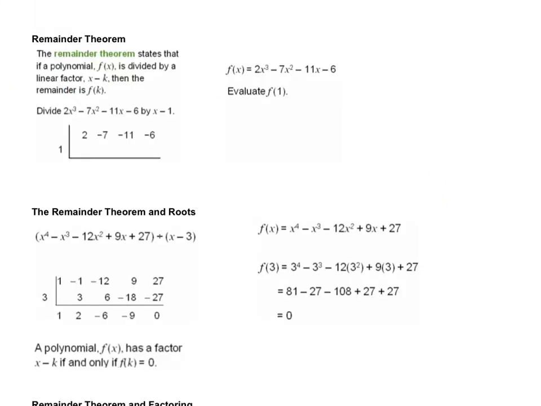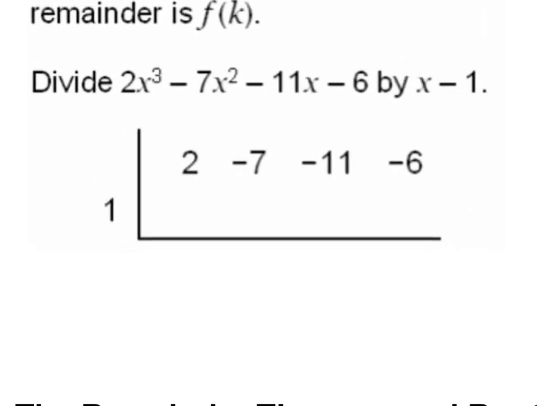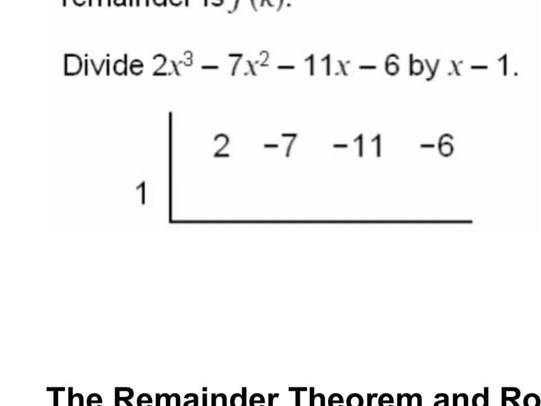All right, so let's talk about the remainder theorem. The remainder theorem states that if a polynomial f of x is divided by a linear factor x minus k, then the remainder is f of k, okay? So I want you to take a look at this one, okay? We're going to divide this giant polynomial by x minus 1.